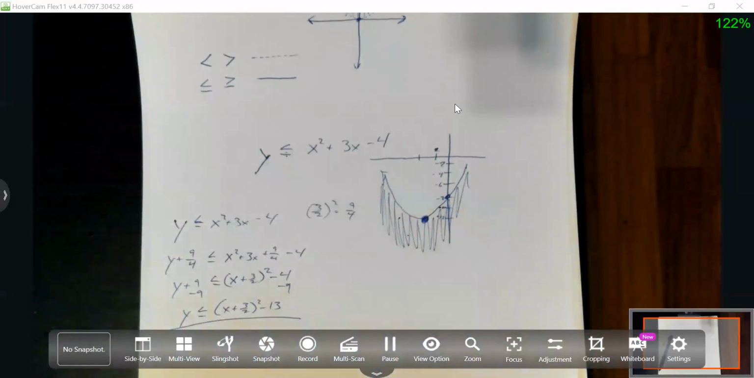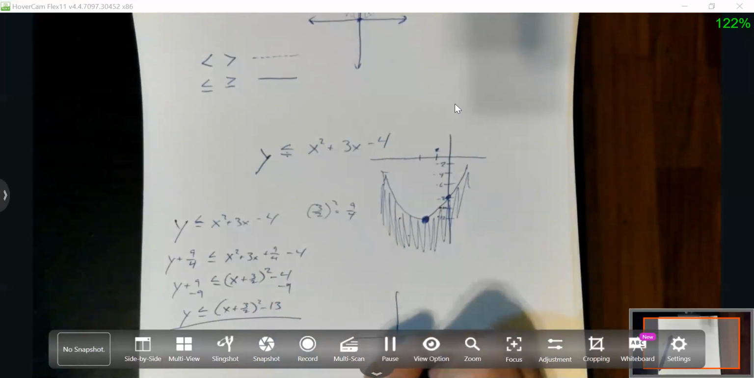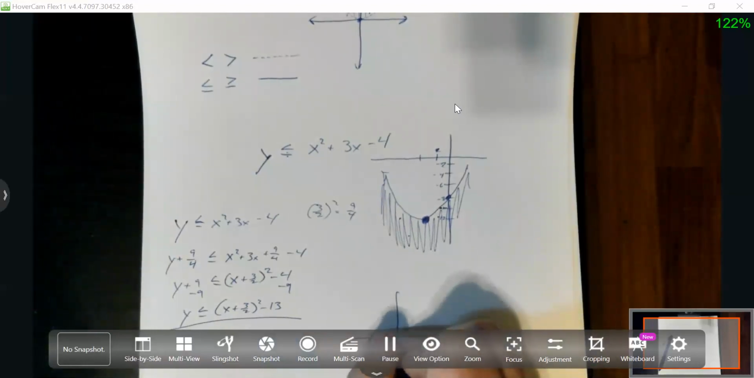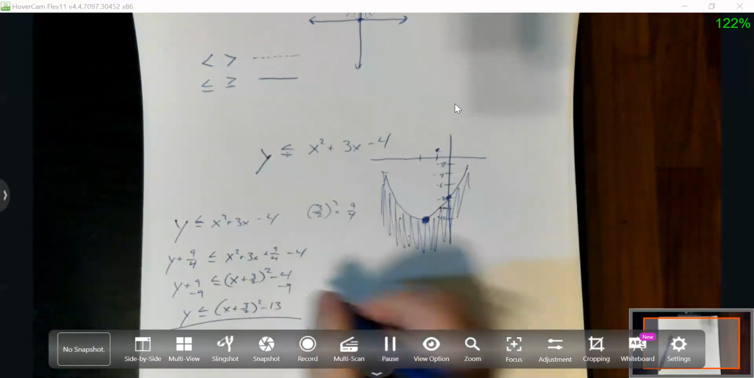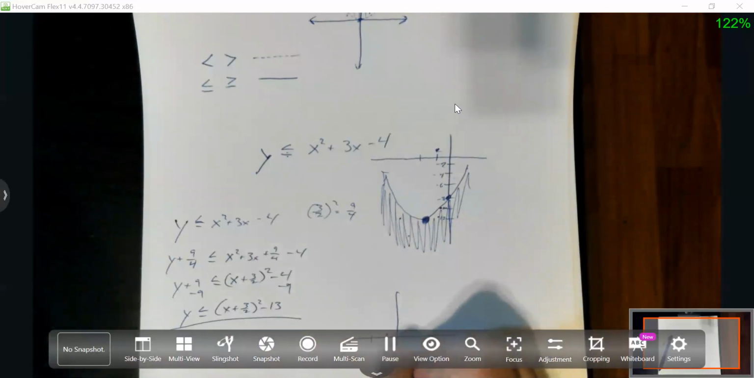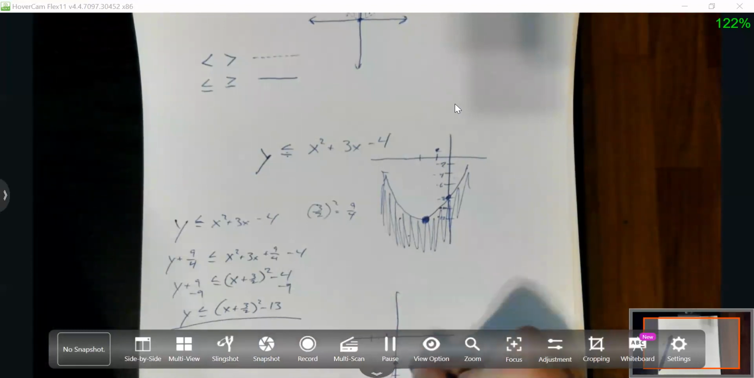So here we'd have y is less than or equal to x plus 3/2 squared minus 13. This now we could actually plot a little more accurately, now that I'm just eyeballing it and doing it in my head. So we have 1, 2, there'd be my vertex, 2, 4, 5, 6, 7, 8, 9, 10, 11, 12, 13. It'd be down here, my intercept was actually at -4. So a little bit more accurately would be something like this.